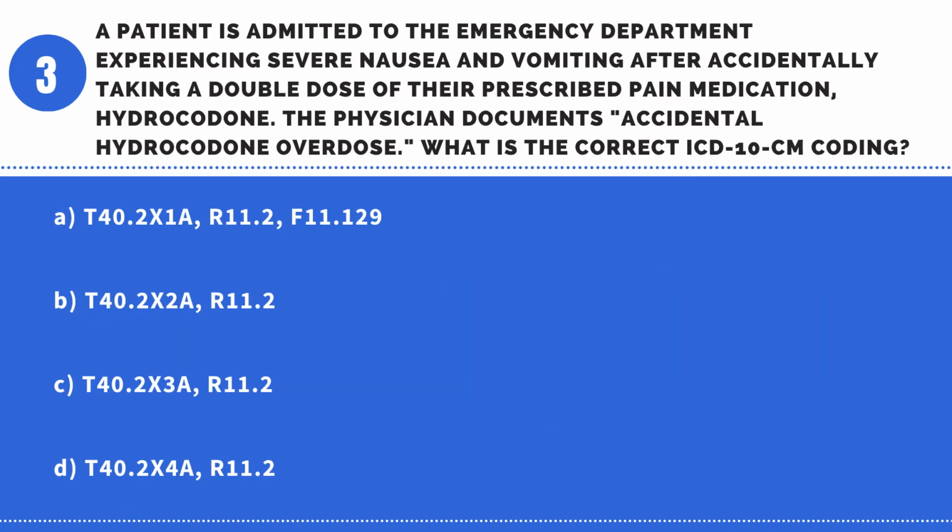Question 3. A patient is admitted to the emergency department experiencing severe nausea and vomiting after accidentally taking a double dose of their prescribed pain medication, hydrocodone. The physician documents accidental hydrocodone overdose. What is the correct ICD-10 CM coding?